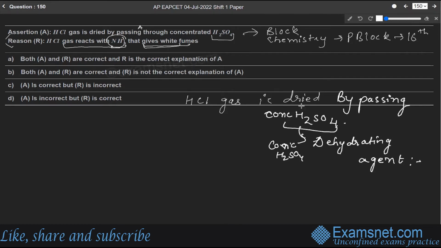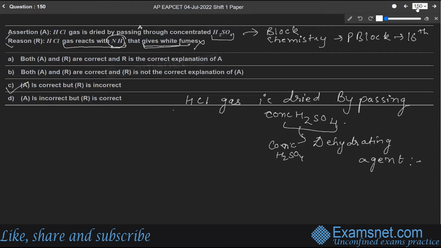So HCl gas reacts with ammonia that gives white fumes. No, that's not correct as an explanation. The assertion is right, but the reason is false even. You cannot get white fumes there when you react with that. So A is correct, R is incorrect. Option C is matching with the answer. Again, an easy question. You just have to know about the concentrated H2SO4 property, and you can easily solve this question.